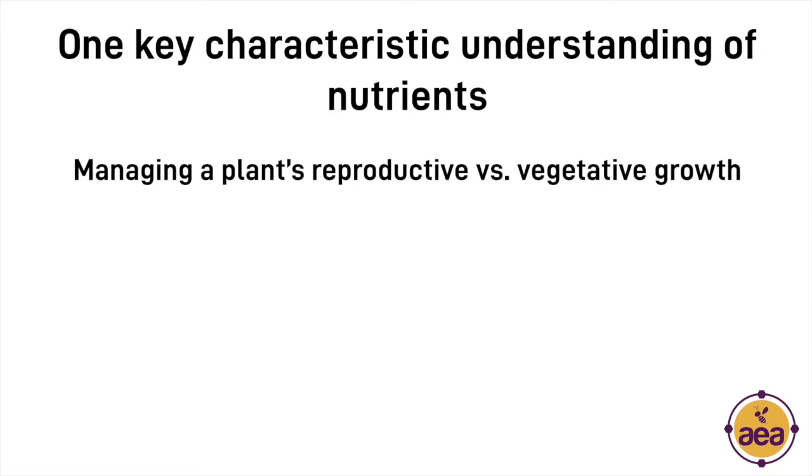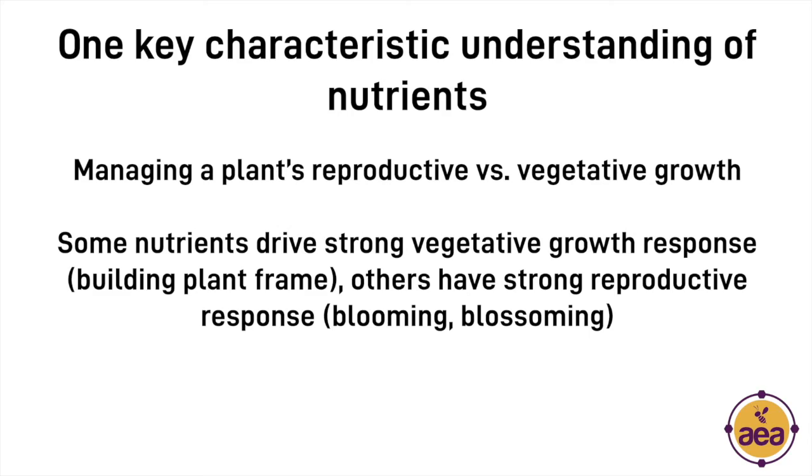So this is an understanding that has emerged over the last decade and 500,000 data points on sap analysis. And trying to think of how to jump in to describe this. Let's put it this way. There are some nutrients which drive a strong vegetative growth response. They will build a plant frame very rapidly and very quickly. And then there are some nutrients which produce a strong reproductive growth response. They initiate blooming and blossoming, etc.